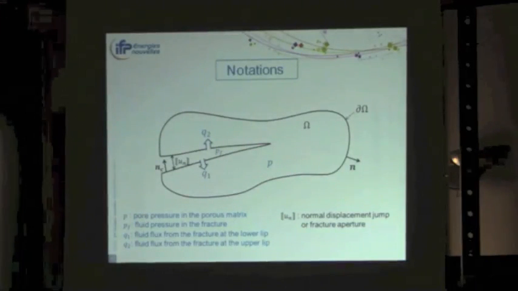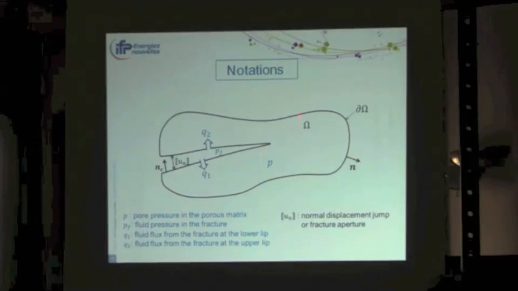So now I come back to the initial problem, and here are a few notations. The porous domain is noted omega. There is a pore pressure inside this porous matrix, denoted P. In the fracture, we also have a fluid whose pressure is noted P sub F, and fluid fluxes coming from the fracture to the porous media, so q sub 1 for the lower part and q sub 2 for the upper part. The fracture aperture or the displacement jump is noted like this.